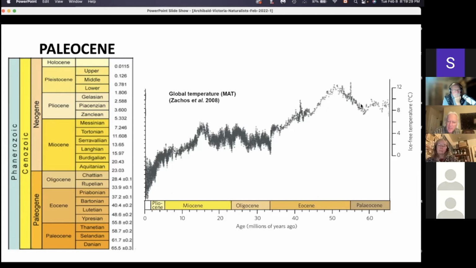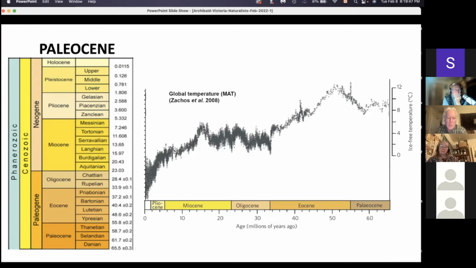This line here is a global mean annual temperature climate curve. So you can see how temperature across the Earth has changed from the extinction of the dinosaurs to us. Here we are in ice ages and all that kind of stuff.